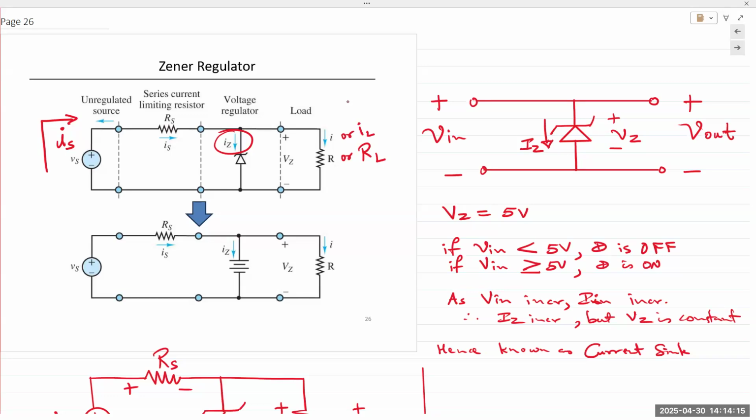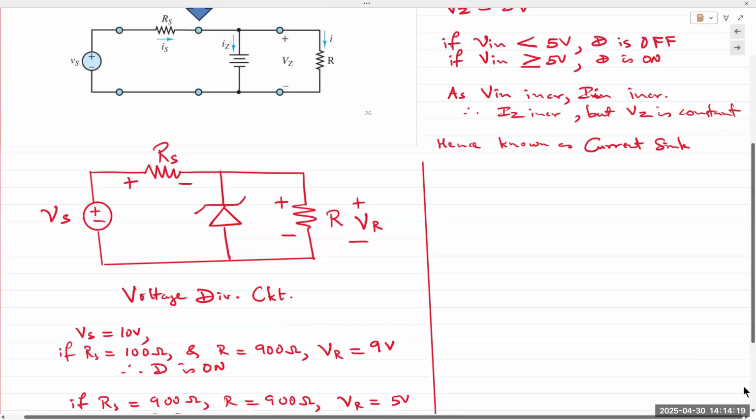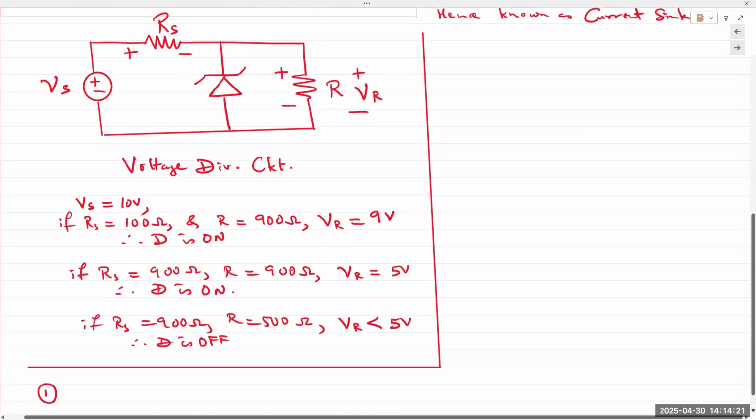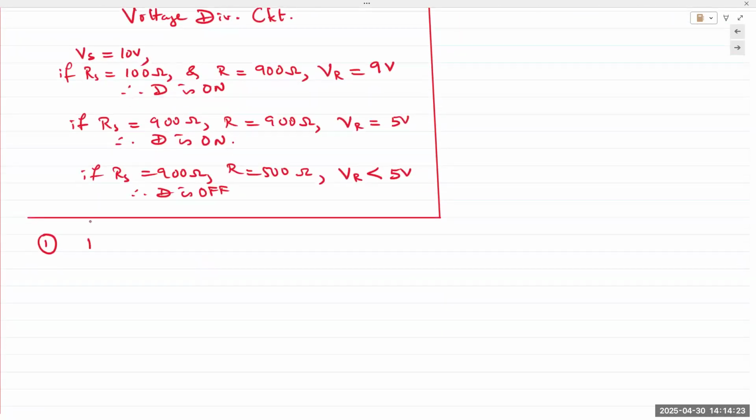So we can see total supply current coming from VS is split in two. So that's the first thing. IS is equal to IZ plus IL. KCL at the top, right? Simple branches. There's nowhere else for the current to go except those two parallel branches.